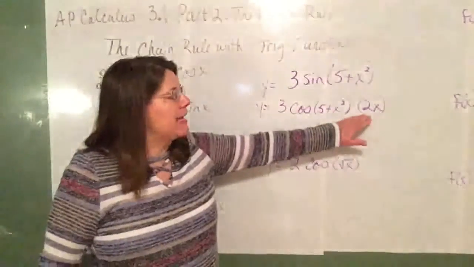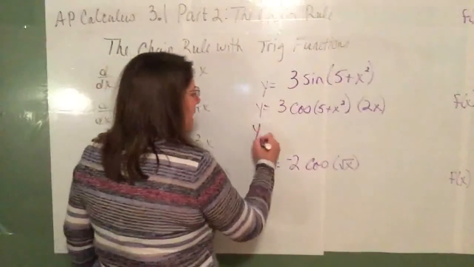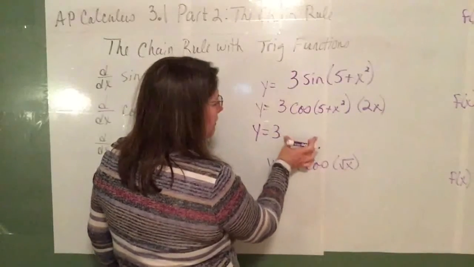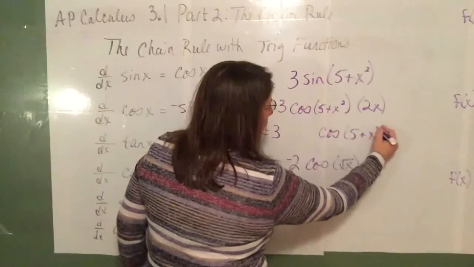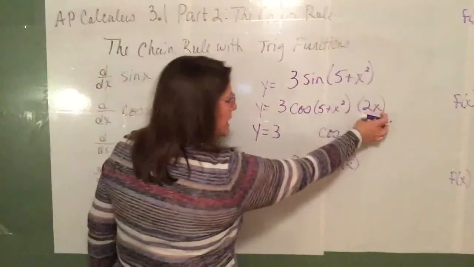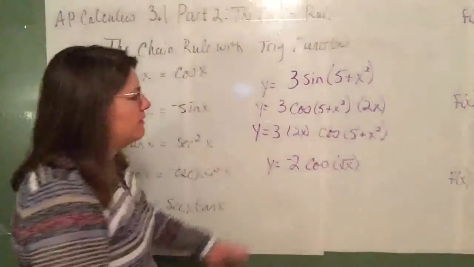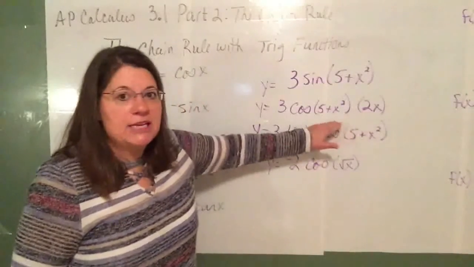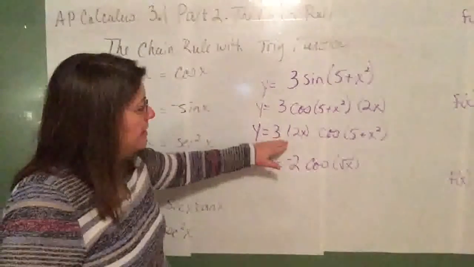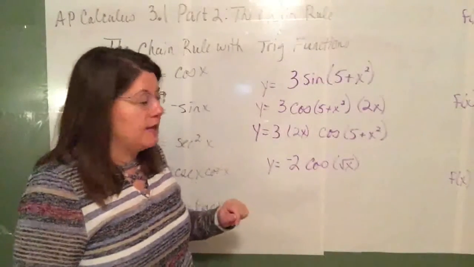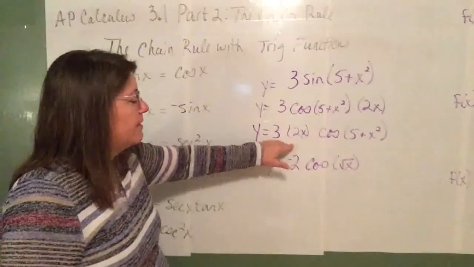Now, I need to be careful. I don't want to think that I can multiply that 2x by what's in here. So normally when I do these, I will write down the 3, I will leave a little space, I'll put the derivative of the trig function, cosine 5 plus x squared, and then I'll take the derivative of this and just move it to the front. Because you need to understand the derivative of the angle part cannot be distributed into the angle part. It's a separate part of the problem. It goes to the front. I could multiply these if I want to, but there is no need. You don't have to do that. So you can have 3 times 2x times cosine 5 plus x squared, or you could have 6x times cosine 5 plus x squared.